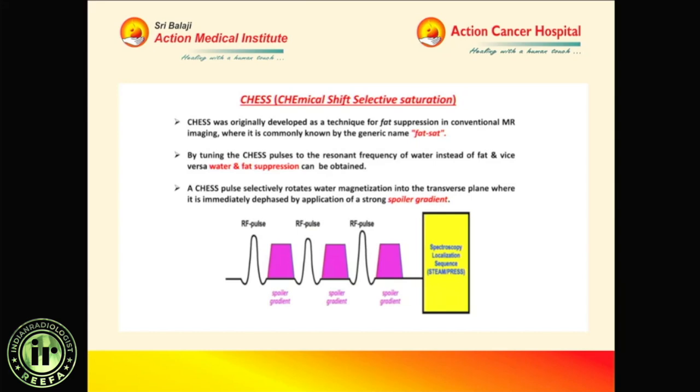Now what is the CHESS technique? A CHESS pulse selectively rotates water magnetization into the transverse plane, where it is immediately dephased by application of a strong spoiler gradient. So this is done before we put the spectroscopy sequences.